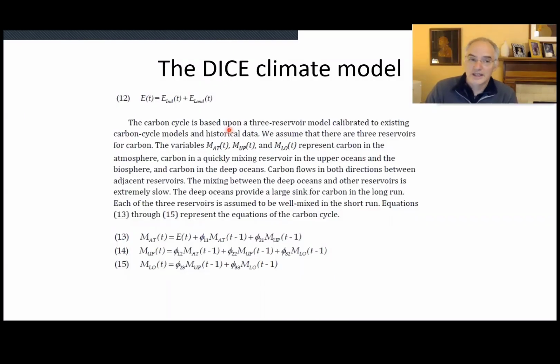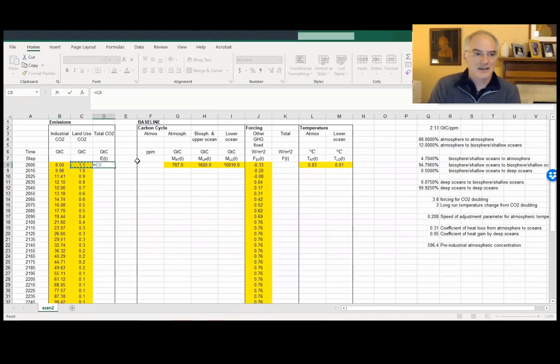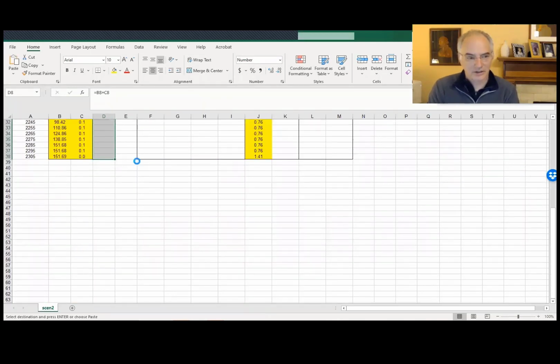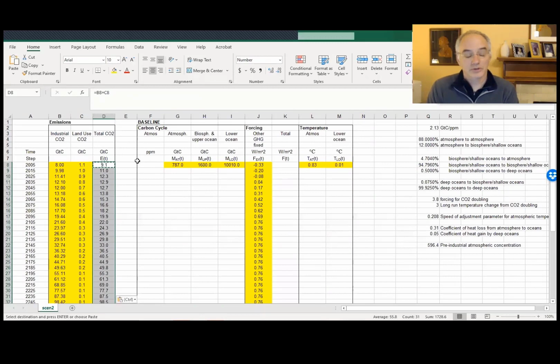So the first thing you're going to do is take the fossil-based emissions that you've calculated, what's called industrial emissions here, and add them to land use emissions. We're not trying to build a model of land use emissions. That's from deforestation and reforestation and things like that. But we're just going to take a set of emissions that are out there and add them to the industrial emissions that you've projected. So the very first thing we're going to do is just add industrial emissions and land use emissions, and then copy that cell all the way down to 2305. Okay, so that's our emissions.